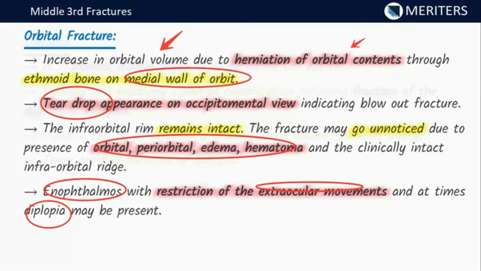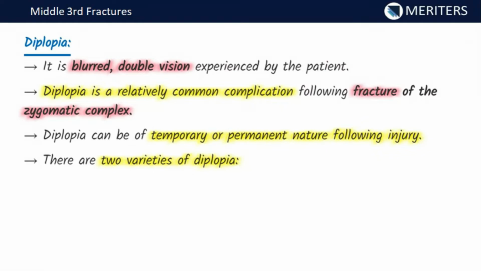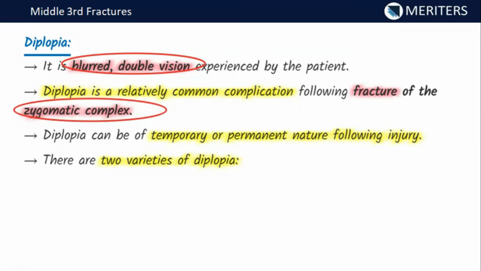So what is diplopia? Diplopia basically is the blurred or double vision experienced by the patient. Why does it happen? Because of the change of the eyeball. When the volume of the orbit increases due to orbital fractures, the axis or the position of the eye sometimes changes, and that leads to blurred or double vision. Now this diplopia is a relatively common complication following fractures of the zygomatic complex. It can be of temporary or permanent nature following the injury.